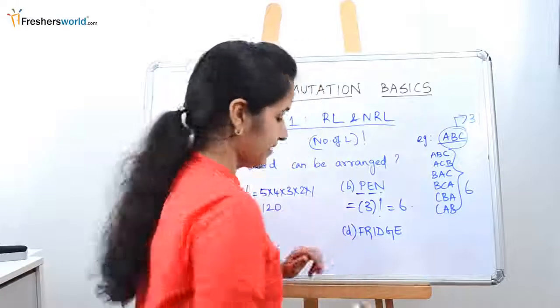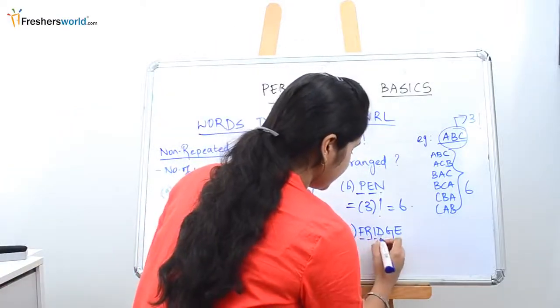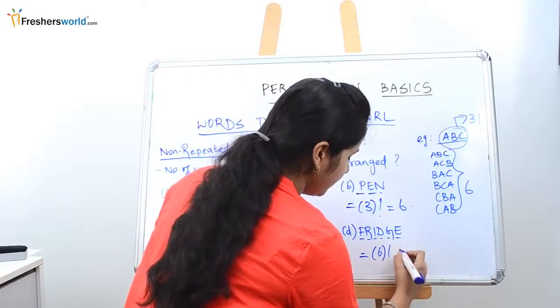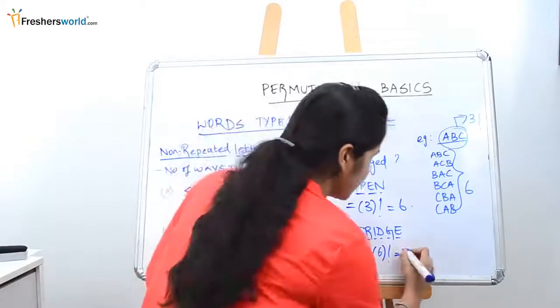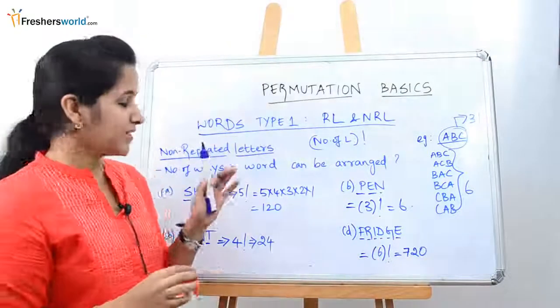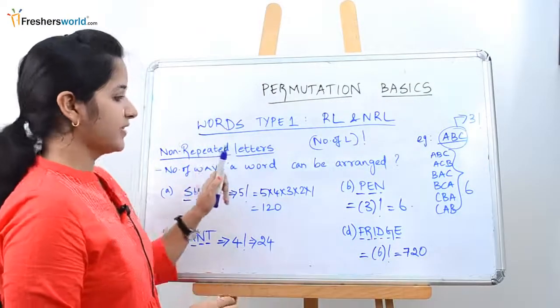Let's take another example. They have given 6 letters here. So, what is the formula? The number of letters and then the factorial, which is 6 factorial, which is nothing but 720. So, this is the way non-repeated letters can be arranged.